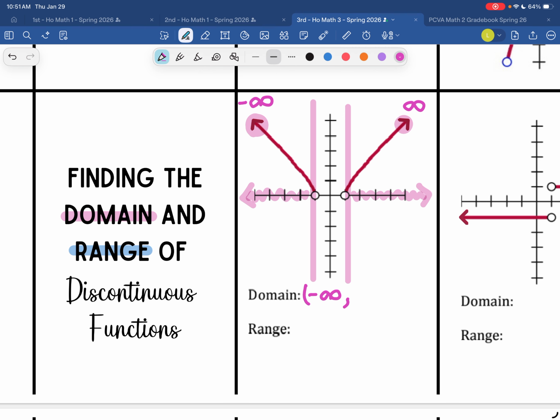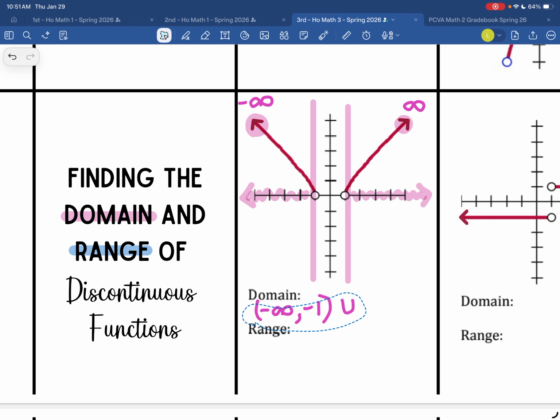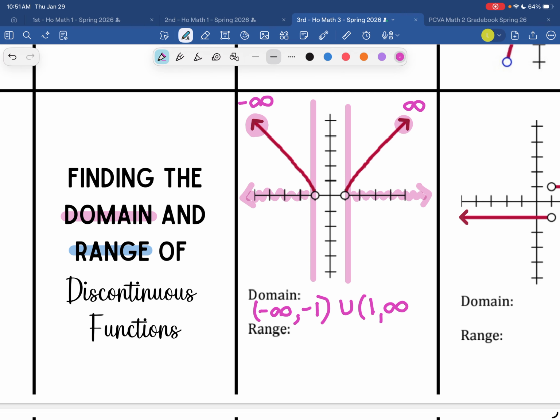So the way that we write that is we're coming from negative infinity. We're going to stop at -1, and it's going to be a parentheses because it's the open circle. Now, because there's a section missing, this is an or statement, which in notation is a union, and because we're going to do a union, there are two separate sections. We're going to say union, and then we're going to start on the other side, and we're going to go from 1 to infinity, making sure that the 1 is also in a parentheses and not included.